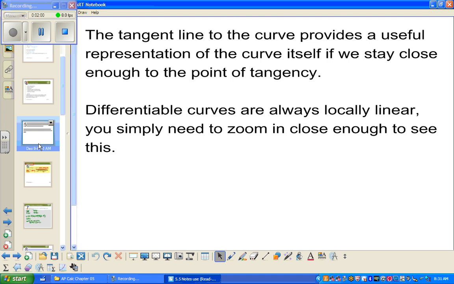And then differentiable curves are always locally linear. That's something you want to keep in mind. Remember, if you zoom in close enough, you'll be able to see this because the actual graph will look linear. We've talked about that in the past.